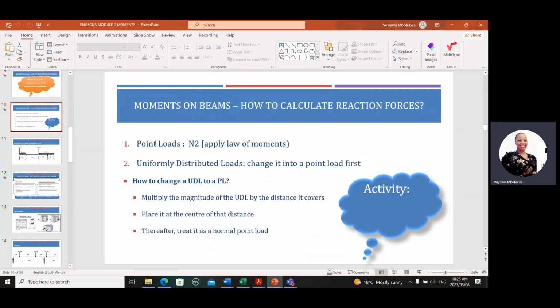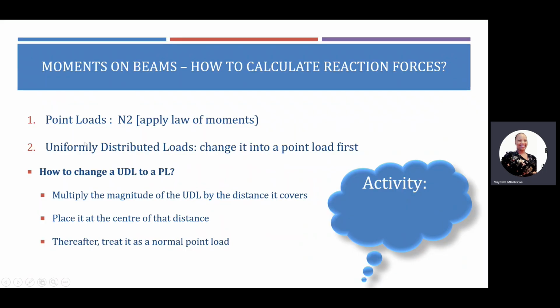If you are given point loads only, you apply the law of moments just as you did in N2. But in N3, they are going to give you uniformly distributed loads as well. What do you do with the uniformly distributed load? You change it into a point load just to calculate the reactions. Then once it's a point load, you treat it as the N2 beam.